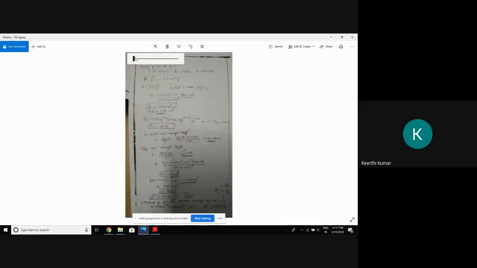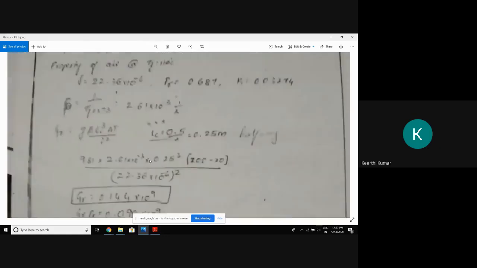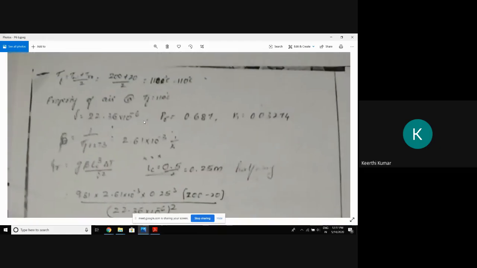I will go for the in-detail solution of the problem. See, the Nusselt number here is different. Check it out. The first step is the same: TF is equal to (TW plus T infinity) by 2, that is (200 plus 20) by 2, which is 110 degrees centigrade. There is no change in the first step. Hence we will take the properties of air at TF of 110 degrees.